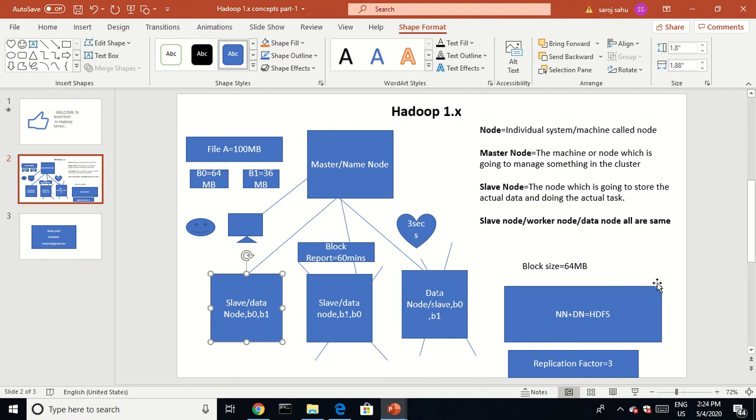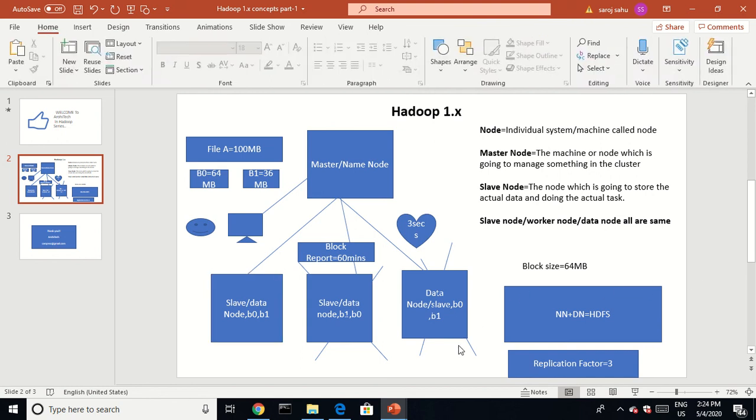So three copies should be maintained, but only due to three machines here, I can have only one copy each. But if there are multiple machines, even if two systems went down or something happened to the systems, then this block will be replicated to other machines to satisfy the condition that the replication factor is 3. It will replicate the data B1 and B0 to other machines.